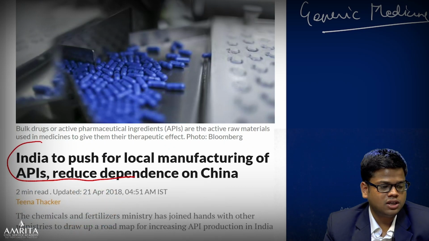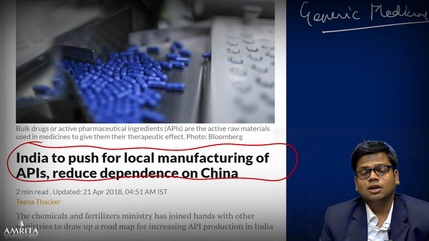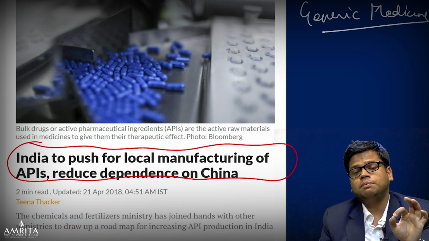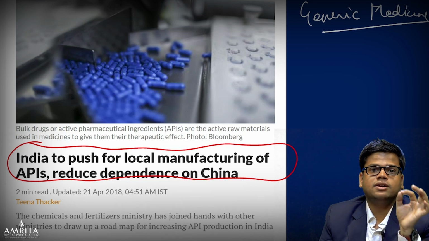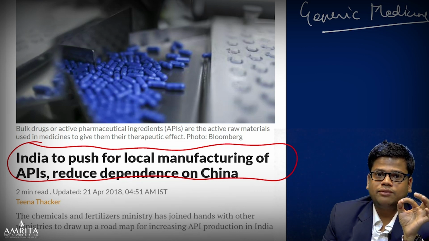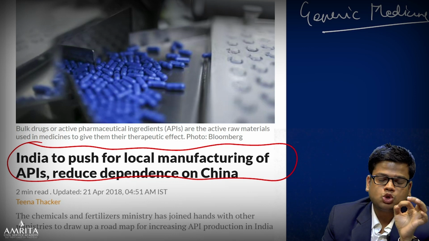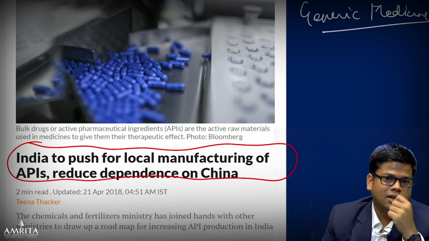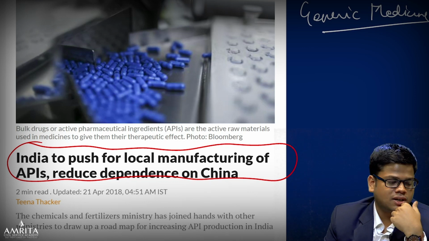In the Niti Aayog action agenda, they also mention that around 80 to 90% of our API comes from China itself. So if we are dependent on China for this very basic stuff, that goes to show our dependence on China and the problems in our manufacturing sector itself.